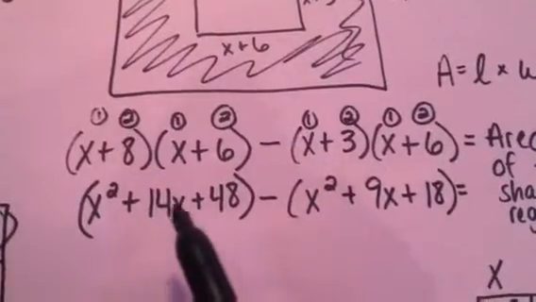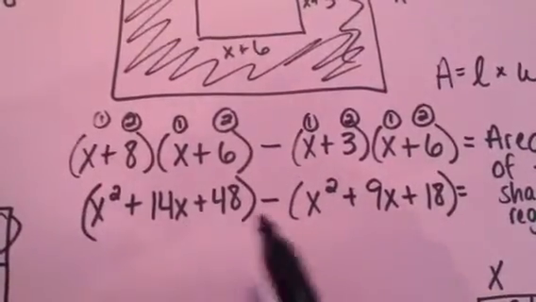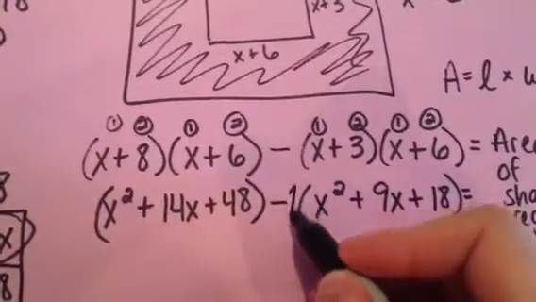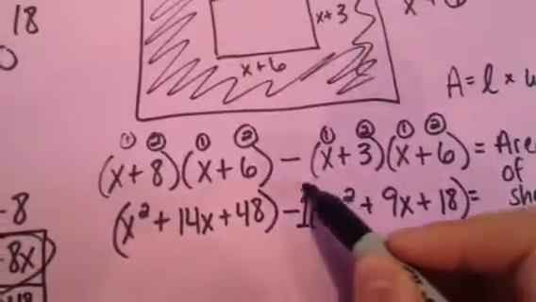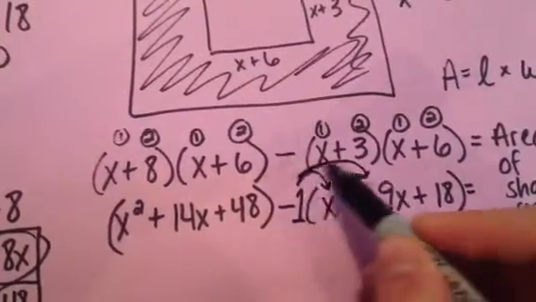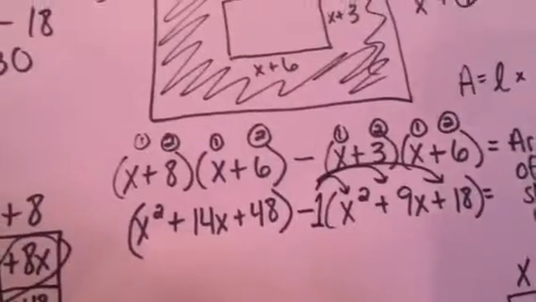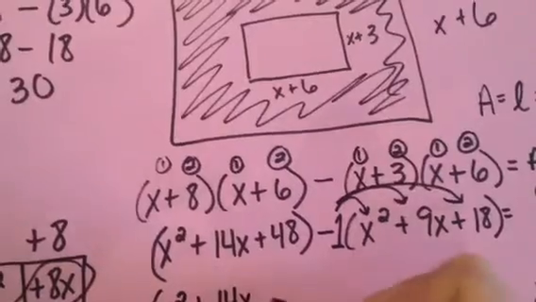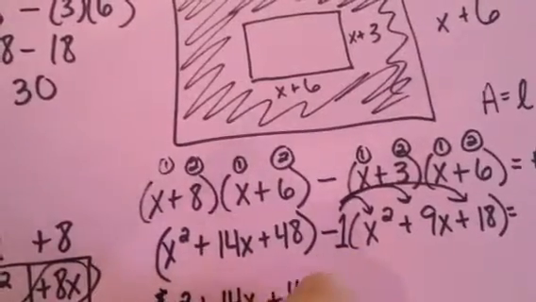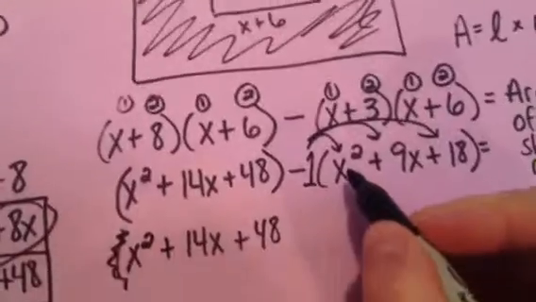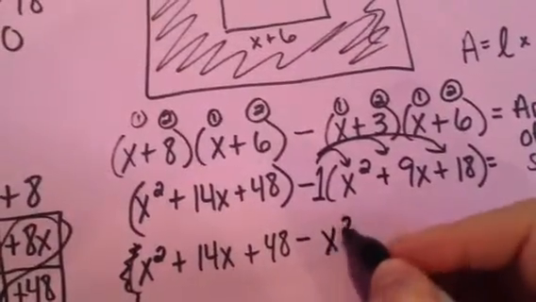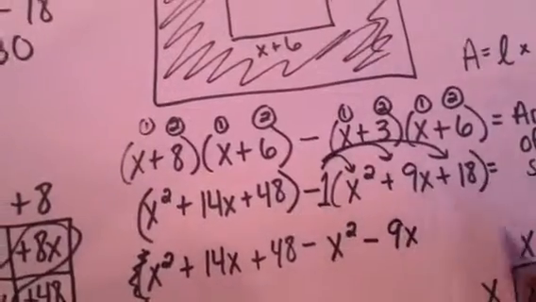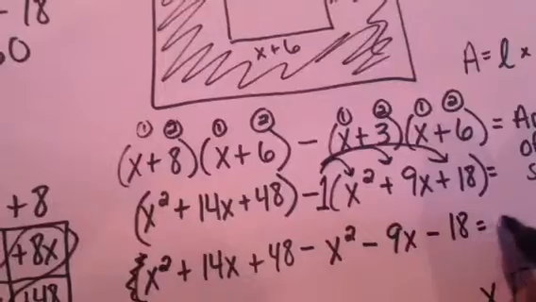Now I'm going to go to my rules for adding and subtracting polynomials. I know that this right here is not just a minus sign, it's actually a -1. So that -1 needs to distribute itself to each of my 3 terms. So I'm going to go ahead and do that next. Actually, I can get rid of this parentheses. So -1 times x squared is negative x squared. -1 times a positive 9x is negative 9x. -1 times a positive 18 is negative 18.